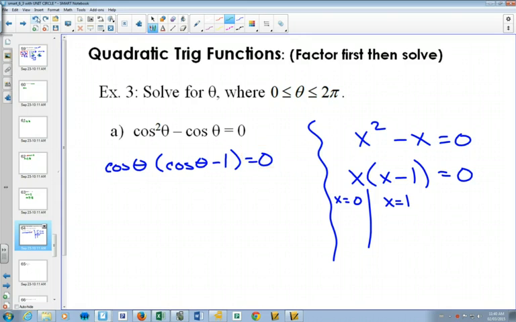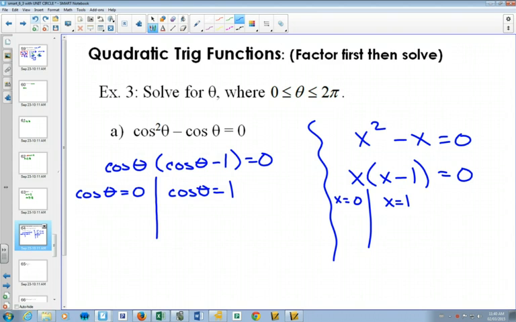And the reason it's really important is because that means either the first one is equal to 0, in which case you'd have cos theta equals 0, or the second one is equal to 0, and there cos theta would equal 1. Now up till this point, everything is exactly the same as if it were an x, like we see on the right.